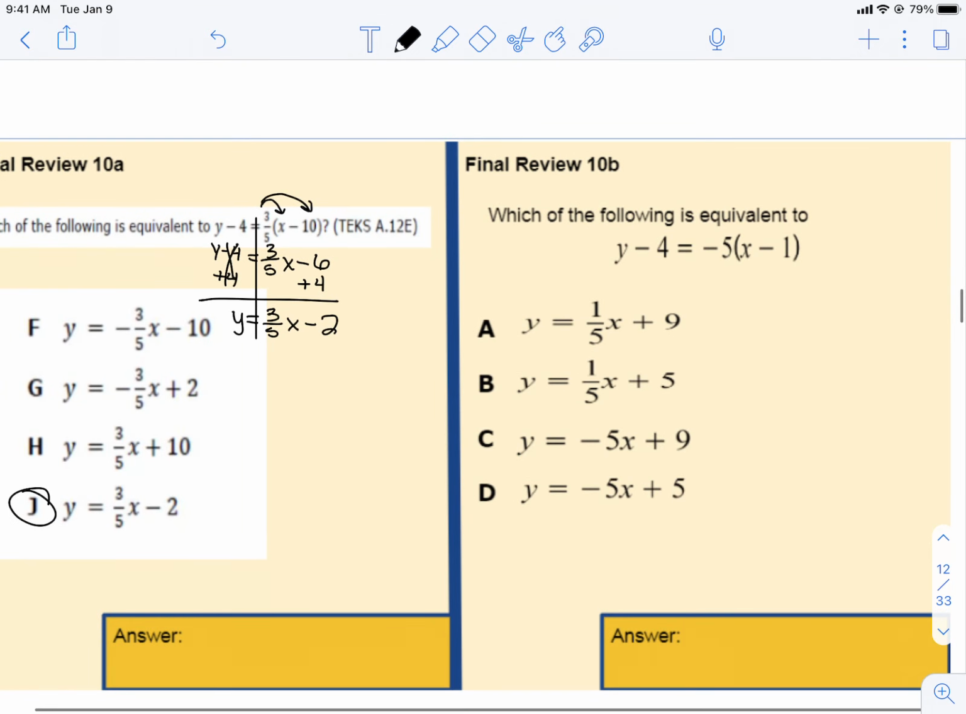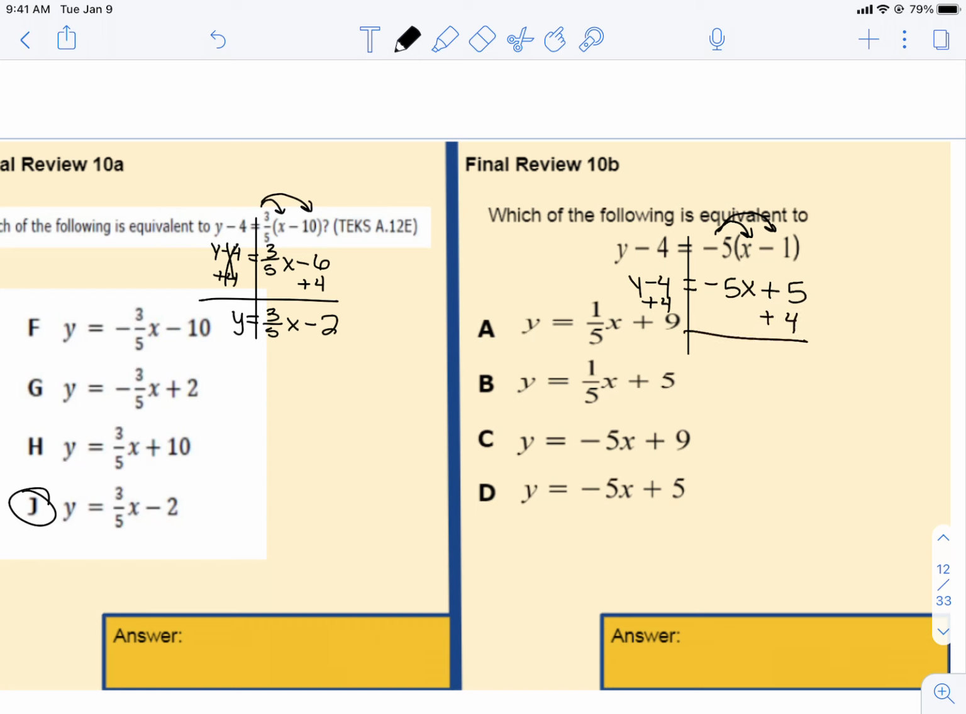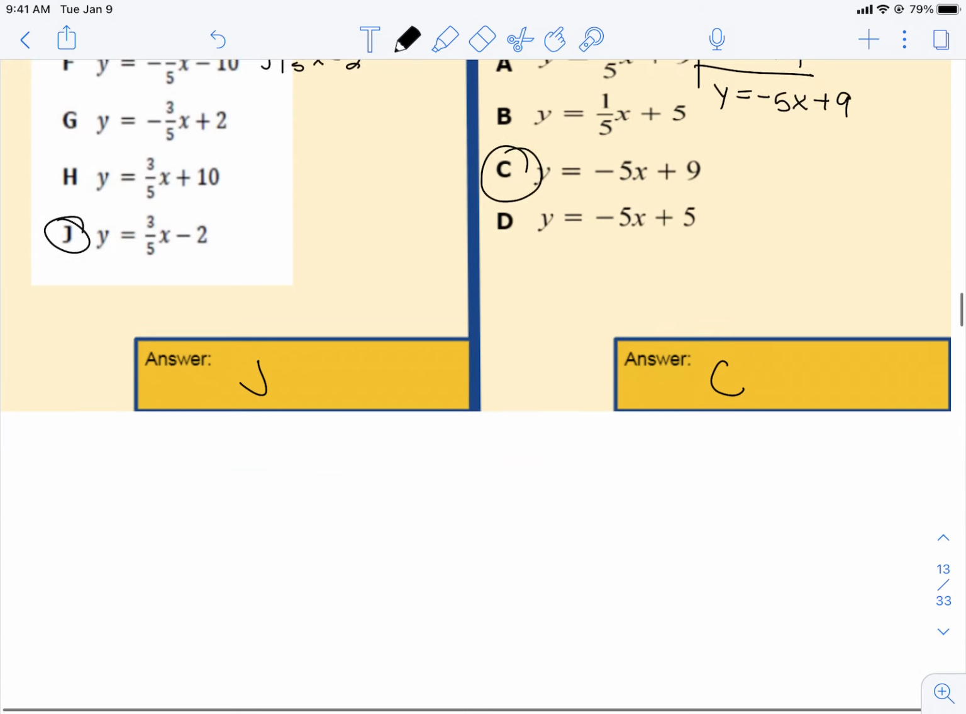10b, draw a line through the equal sign. The y minus 4 stays the same. We're going to distribute that -5, so -5 times x is -5x, and -5 times -1 gives me +5. I add 4 to both sides. I get y equals -5x plus 9, which is answer choice C. And that one was J. Okay, that's it on that. Not too bad.